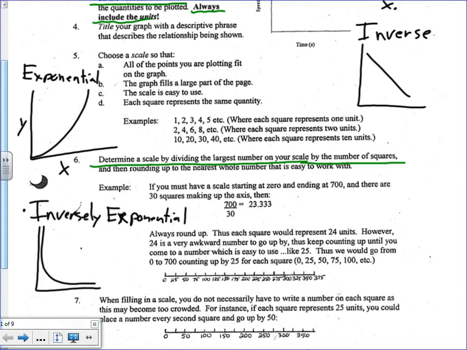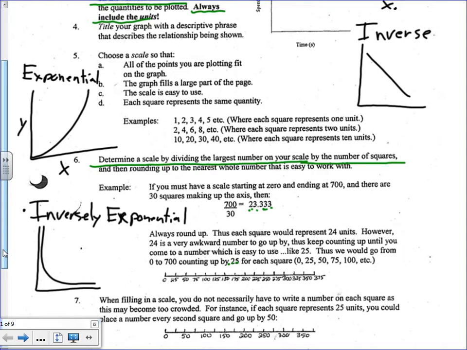Okay, because that's not an easy number to work with. But 25 is. It's very easy to count by 25s, right? 25, 50, 75, 100. It's easy. So our next logical number up that would be a good one to use on our scale would be 25. If I was doing another scale and it spit out, let's say 3.7, I would round up to 4. 4 is an easy number to count by. I'd make every line worth 4.